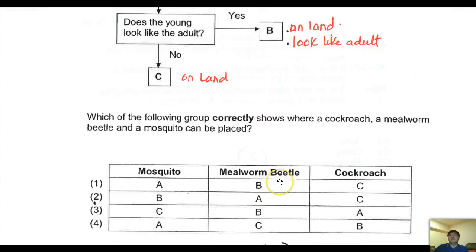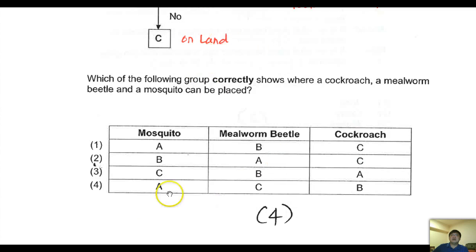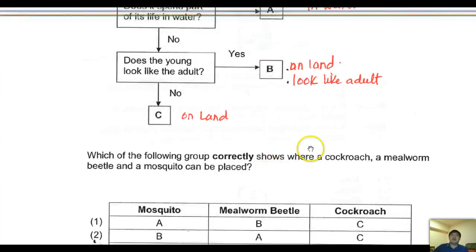Choose my answer. Now over here, which of the following groups correctly shows where a cockroach, a mealworm, a beetle and a mosquito can be placed? Okay, mosquito, mealworm, beetle, and cockroach. After looking at the top, I could conclude over here, 4. It meets the criteria. The rest are wrong. Check for yourself why it is so by comparing this part. Okay, the top part, and see, for example, B. On land, yes, on land, B.